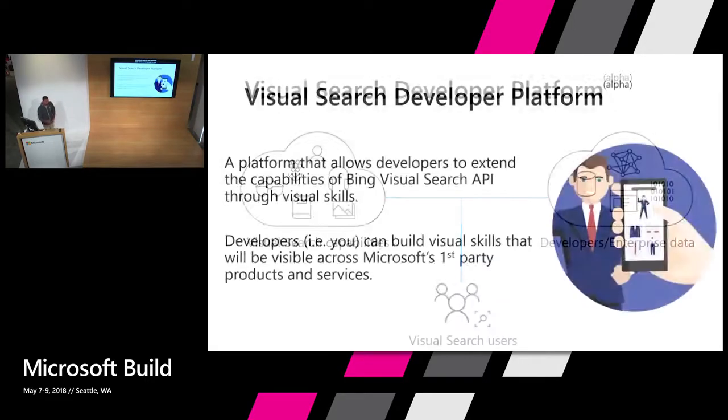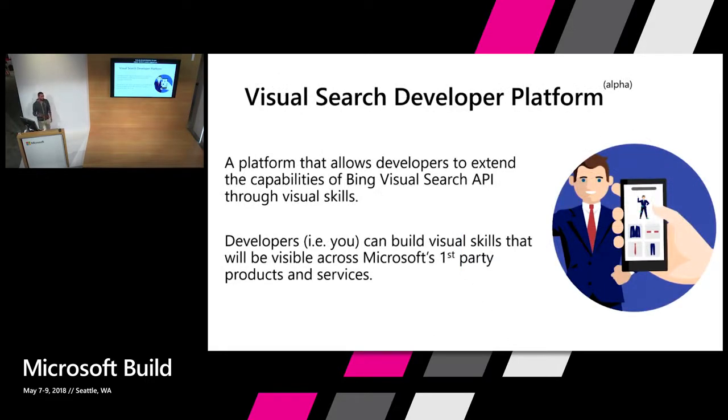So in summary, what is the Visual Search Developer Platform? It's a platform that allows developers to extend the capabilities of our Visual Search API through what we call visual skills. Developers like you can build these visual skills, and they'll be visible across Microsoft's first-party products and services.